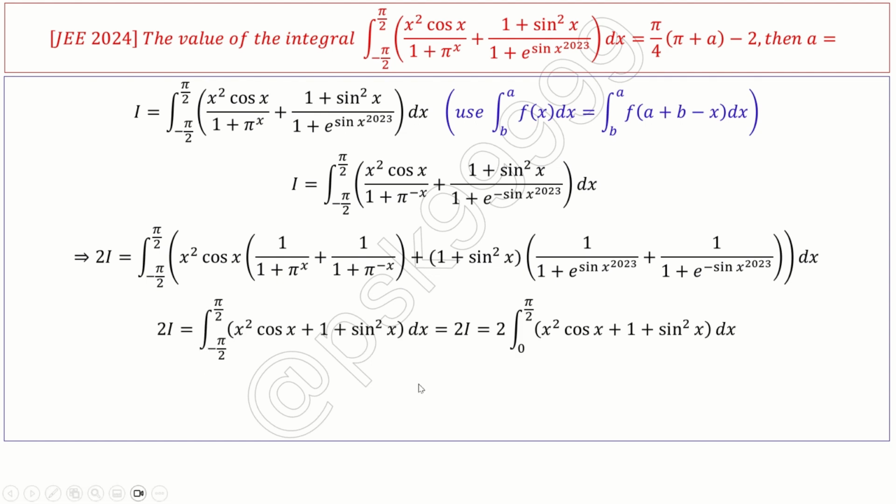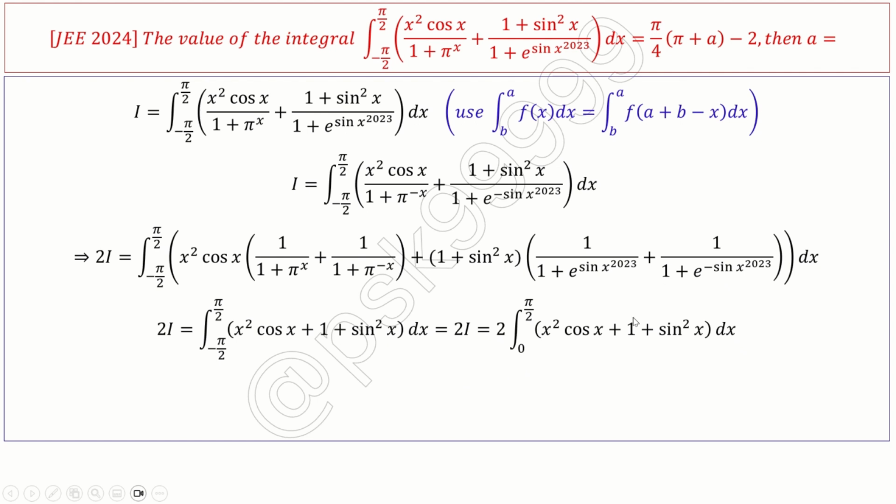Okay, 2I equal to the integration from minus pi by 2 to pi by 2 of x square cos x plus 1 plus sin square x dx. Because this is minus pi by 2 to pi by 2, I can make it 2 times the integration from 0 to pi by 2 of x square cos x plus 1 plus sin square x dx, correct? Now this is nothing but I, right? 2I equal to 2 times the integration, so that means this is I.